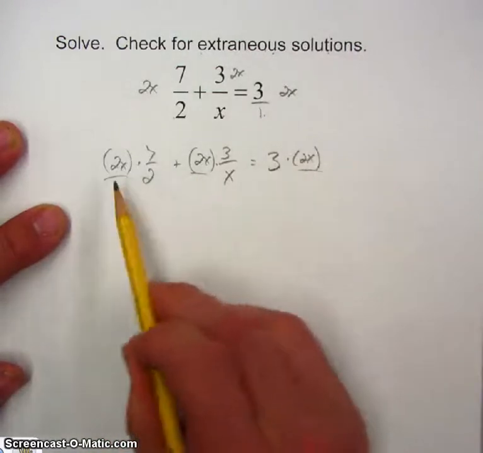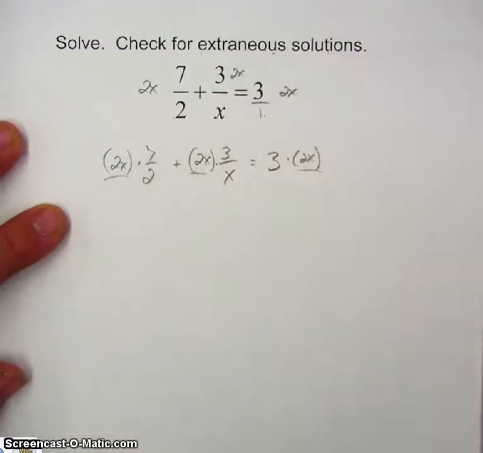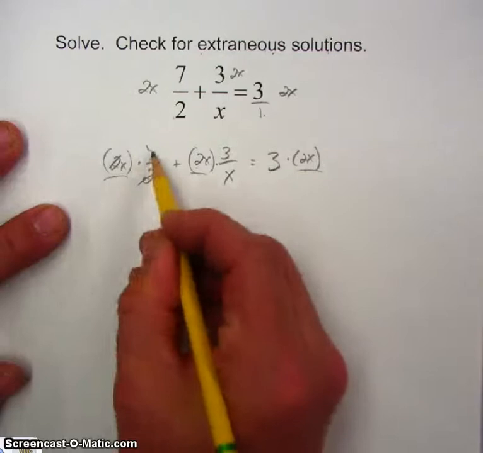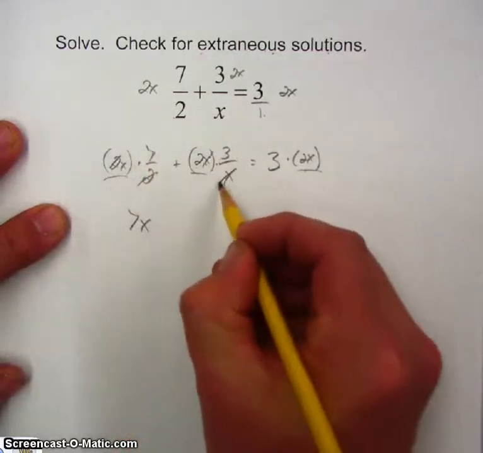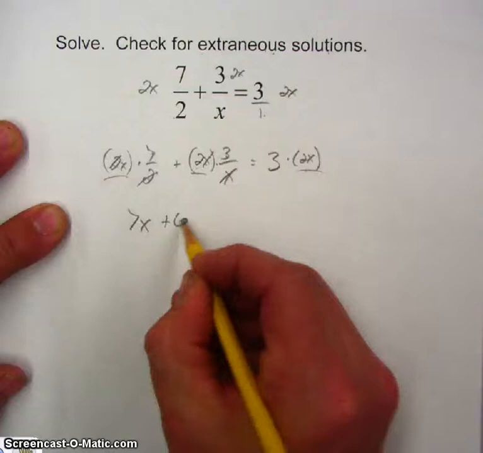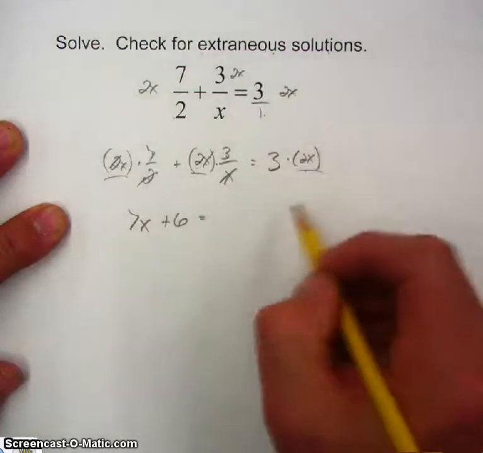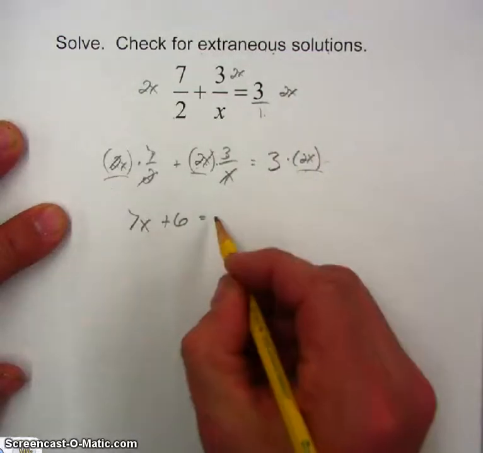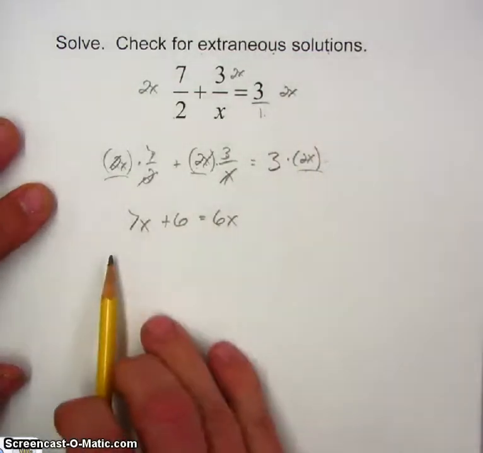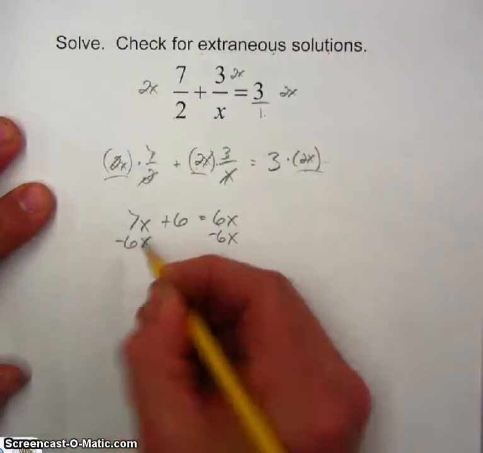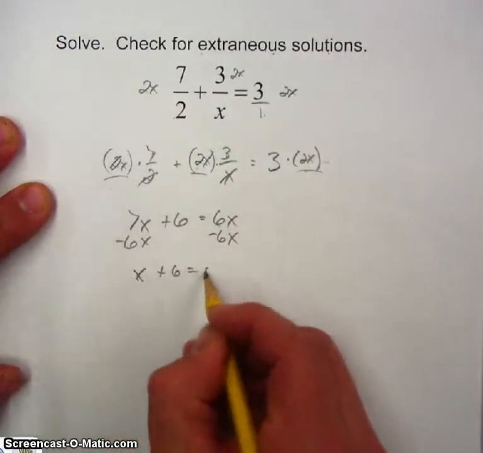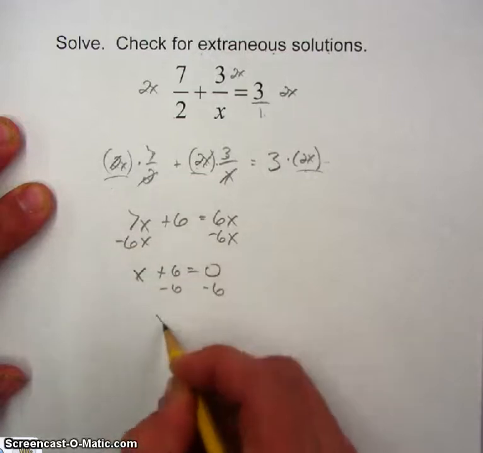You notice I multiply by every single term. Right here, the 2's cancel out, so I got 7 times x is 7x. Here the x's cancel out, so 3 times 2 is 6. And here, nothing cancels out, so I just go ahead and multiply, 6x. Right, so this is linear, so I gotta get the variables on the same side. So I'll subtract 6x, and subtract 6.